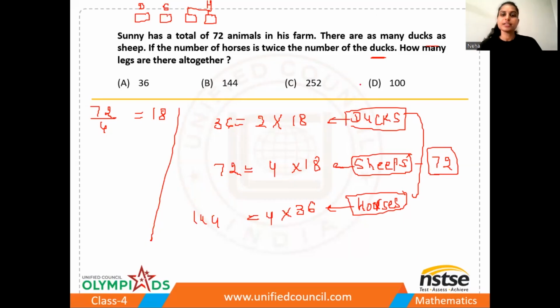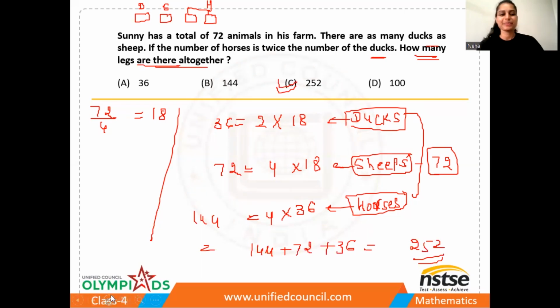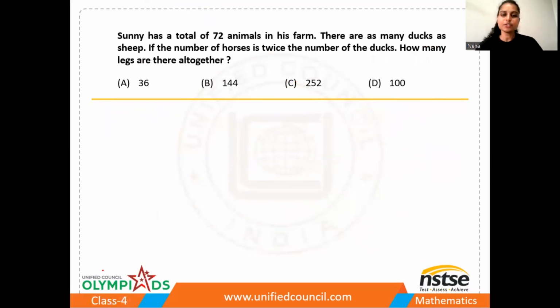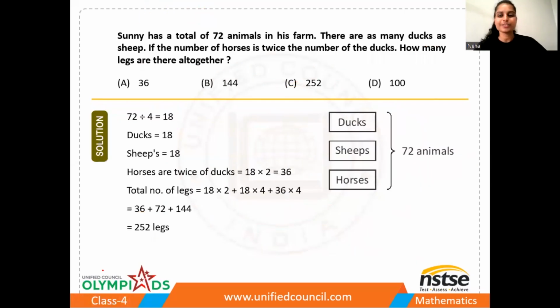Correct? The question is asking how many legs there are altogether. Right? So we have to add all these numbers. 144 plus 72 plus 36, it is 252 legs. 252, yes. Option C is the right answer. Correct? Now let me show you the detailed solution for this given question. Alright, this question is done.